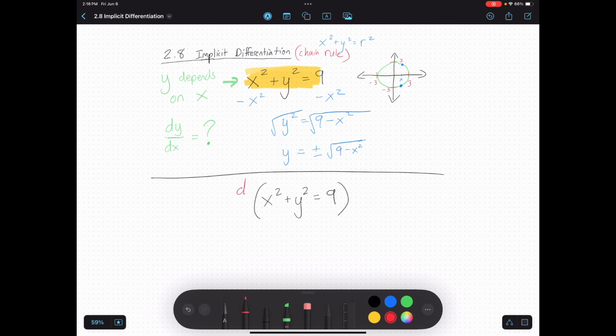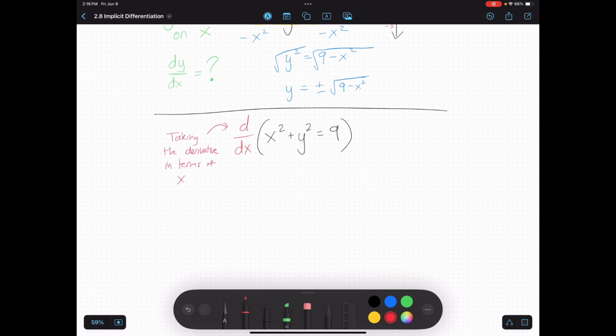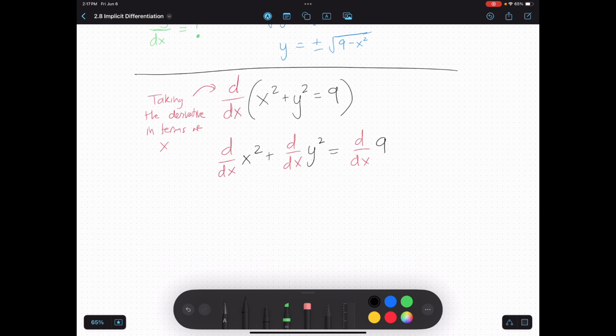So I'm going to take the derivative of this right now. d over dx represents taking the derivative in terms of x. Based off of some of my derivative rules, I know that if I'm taking the derivative of two functions being added together, I can take the derivative of those two functions separately and then add them together. And it turns out that also applies over equal signs. So now let's zoom in on each of these three pieces.